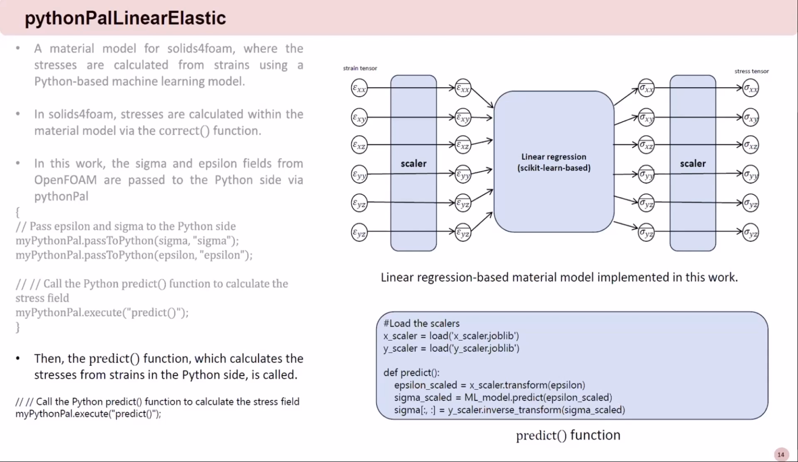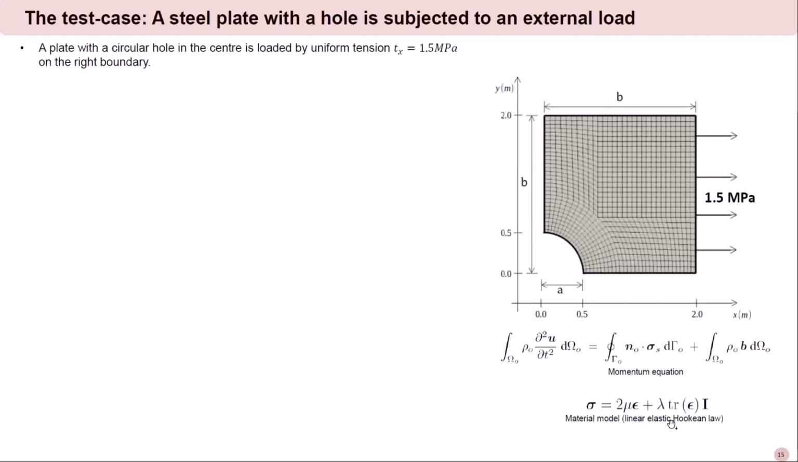So this is the test case that we were solving. I guess all of you are doing solid mechanics. So it's a variation of the classical plate with a hole. In this case, it's a plate with a hole where the left boundary is fixed to a wall, and it is being pulled, or there is a load applied on the right-hand side boundary.